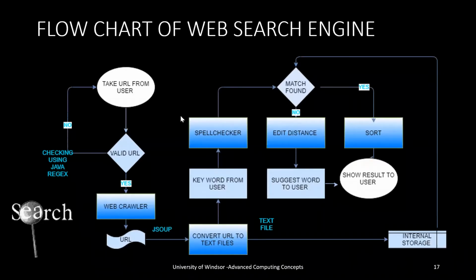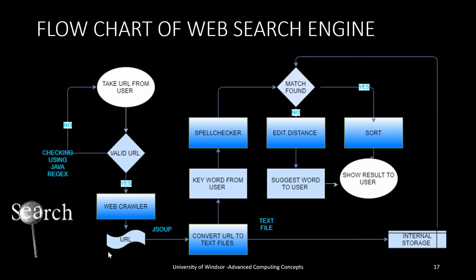Now let's look into the flowchart of a web search engine. We will start our step here where the web search engine will take a URL from the user. Then we will have to check if the URL is valid or not using Java regex, which Rahul has explained is nothing but an API to define patterns for searching or manipulating strings. If the URL is not valid, it will request the user for another URL. But if it is valid, the web crawler module is implemented, where it is optimized to get and traverse the subdomain links within the first URL.